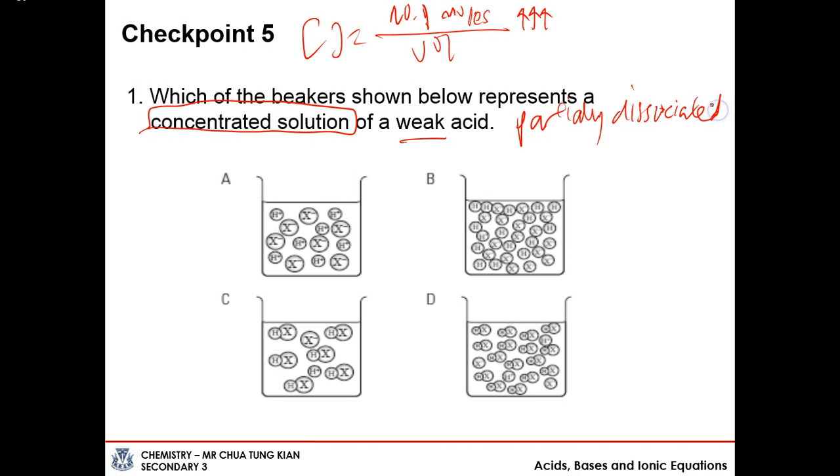So if we take a look around here, we have a clustering of ions in B and D, but we observe that in B, most of it exists as H plus and X minus, versus D, most of it exists as HX. So we can conclude that D is the answer because D has the most number of particles per unit volume, and most of it is not dissociated. There are only a couple of ions, if you notice here, X minus and H plus.